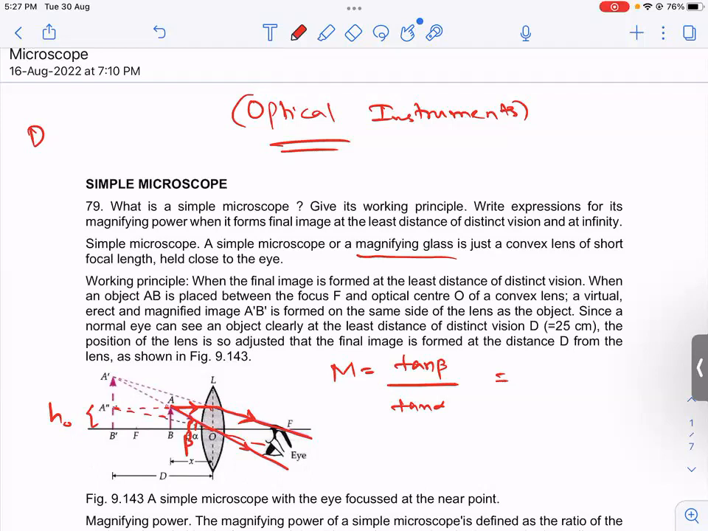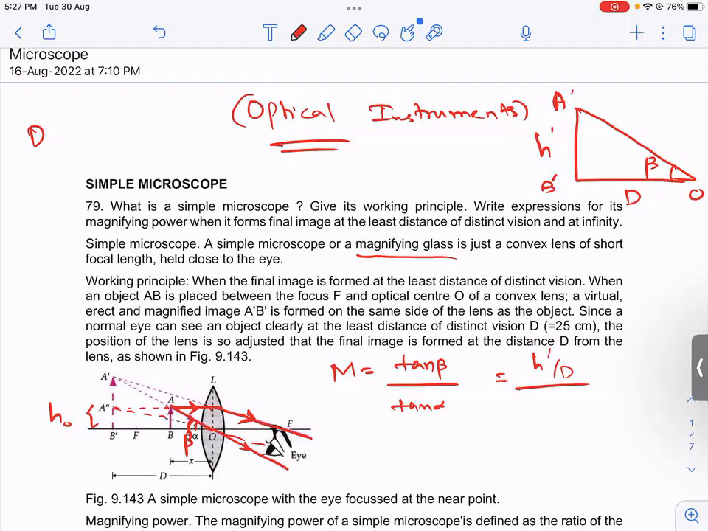This is beta. You need to take the triangle A dash B dash O, which subtends beta. Do you understand? So in triangle A dash B dash O, this is the height of the image, which I'll call H dash, by D. Am I right? So I can say this is H dash divided by capital D.